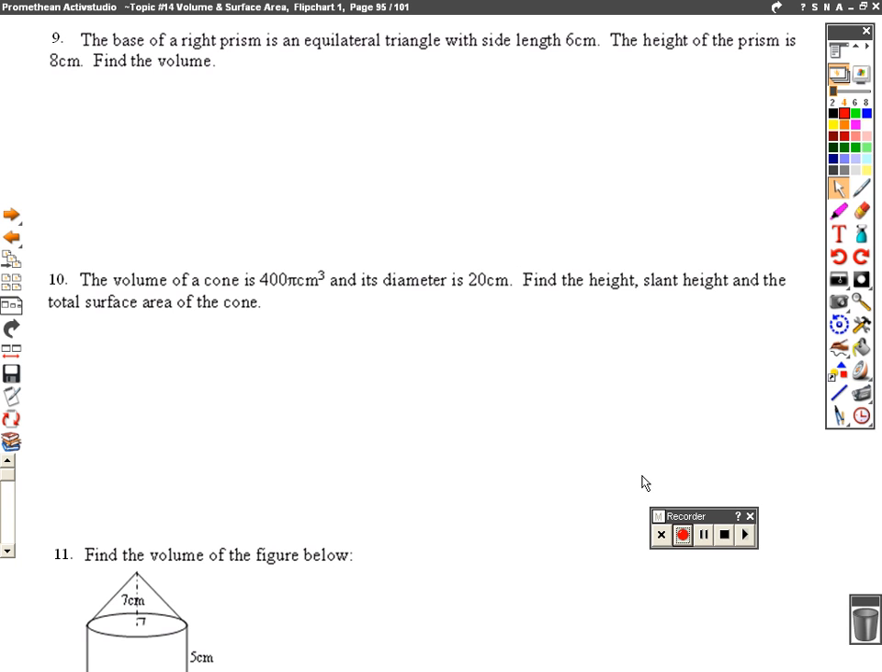Alright guys, number 9. The base of a right prism is an equilateral triangle with side length 6. The height of the prism is 8 centimeters. Find the volume. Okay, so if we imagine the bottom of this prism is this equilateral triangle, just like they said, with the side length 6.